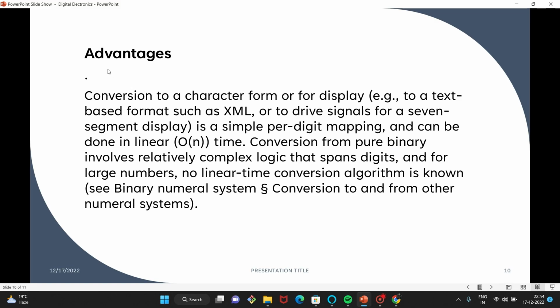Another advantage of BCD is that it can be converted to a character form or a display, for example to a text-based format such as XML, or to give a signal for a seven segment display. It is a simple per digit mapping and can be done in linear time. Converting from pure binary involves more complex logic that spends time on each digit, and more so for larger numbers. No linear time conversion algorithm is known using the binary number system to convert to another form in the numerical system.